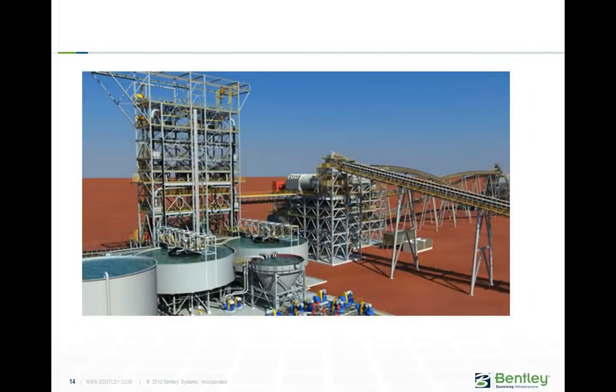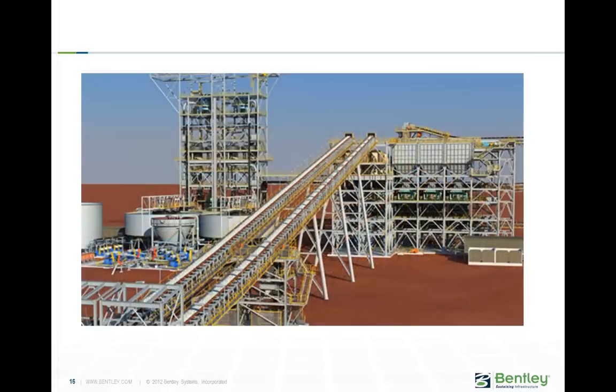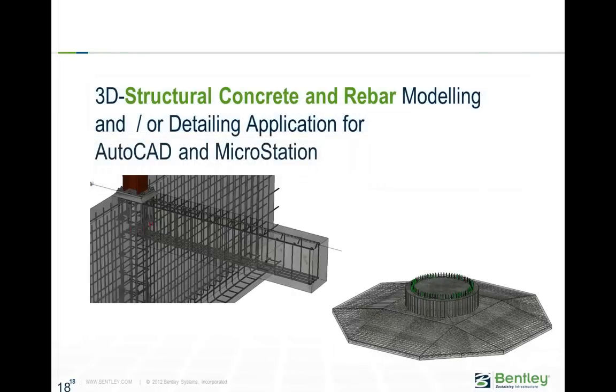ProSteel was TNG's primary software. Working with a 3D model enabled TNG to visualize and communicate design concepts and perform clash detection. ProSteel integrated seamlessly with other software, enabling TNG to add value for Fortescue Metal Group. Modeling in 3D saved an estimated 30% in time compared to designing in 2D, with an overall cost saving of about 20%. So what is ProConcrete?